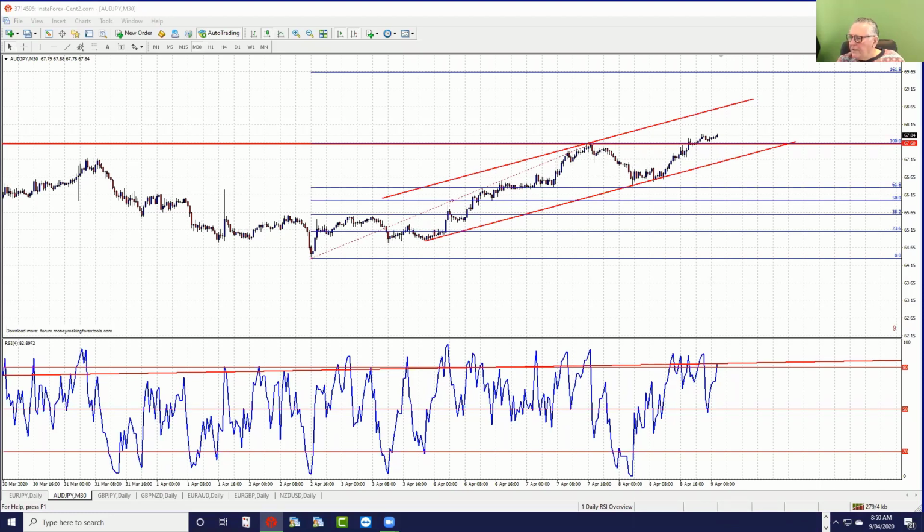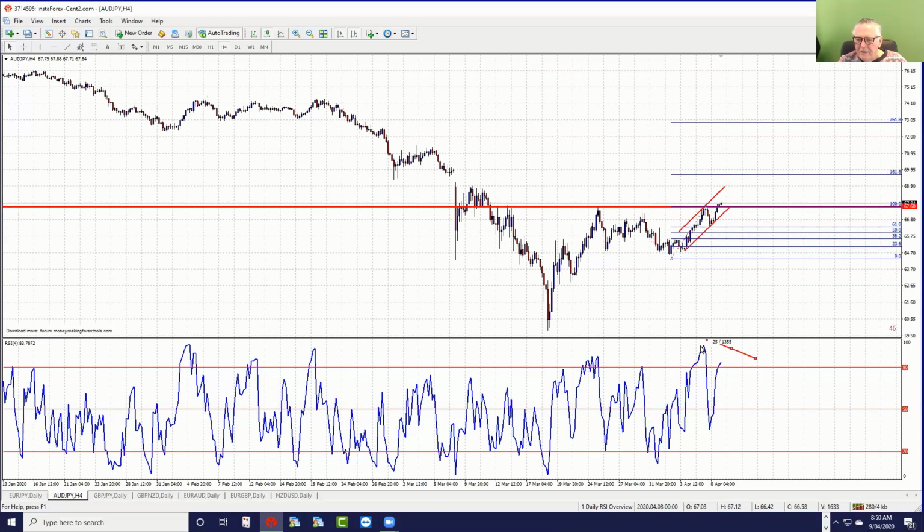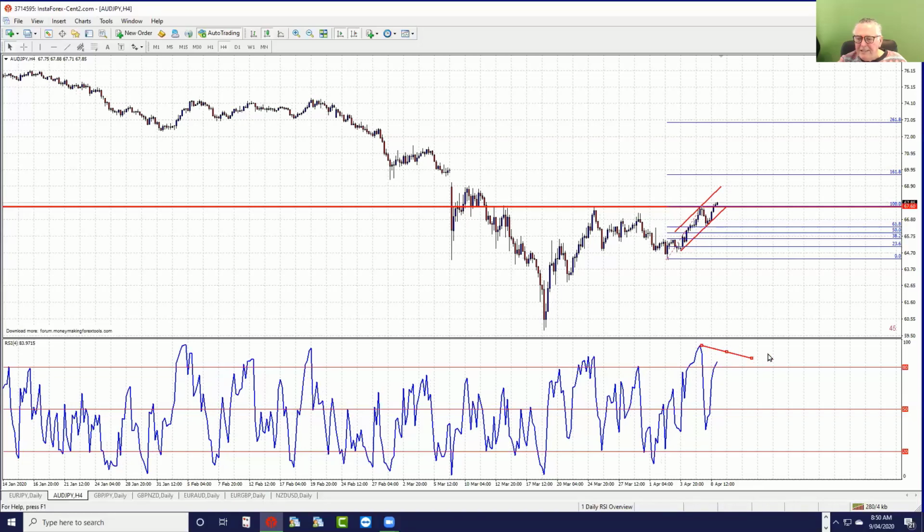On the 4 hours, there's a good divergence. Okay, let's have a look at the 4 hour. Oh, the 4 hours got a divergence. That's interesting. But the daily didn't. Good observation there. Thank you. So here's a proper divergence, the real thing.